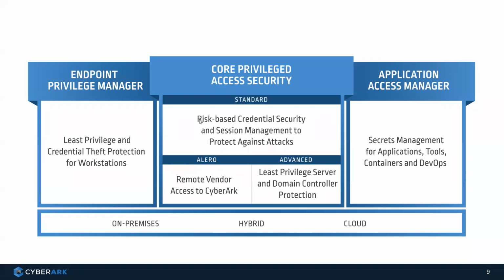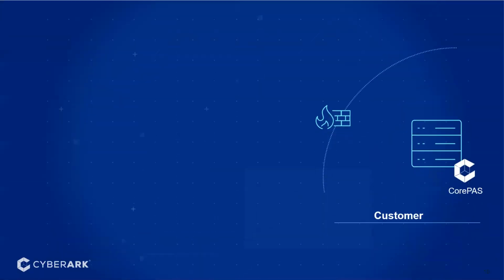So let's proceed. As I mentioned, usually we start the path of Core Privileged Access Security with the Core PAS technology to cover the topic related to privileged sessions for internal employees, and then we would like to expand it to the third-party vendors, and this is a perfect fit for the Alero solution. So let's discuss the architecture and the plan of using the Alero solution for third-party vendor access.